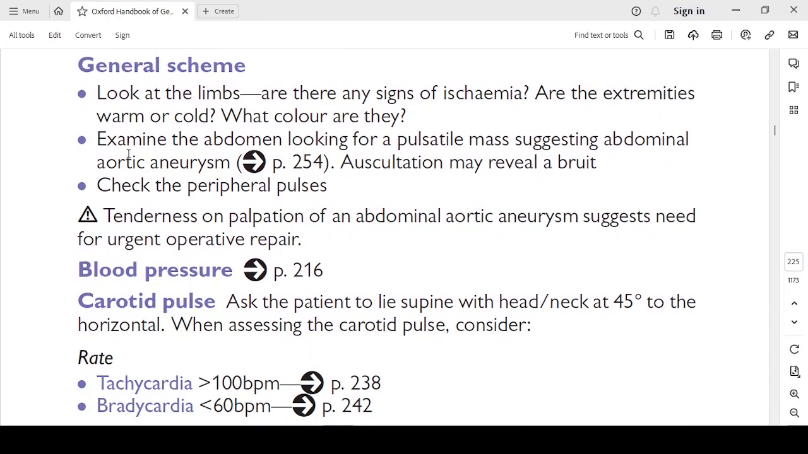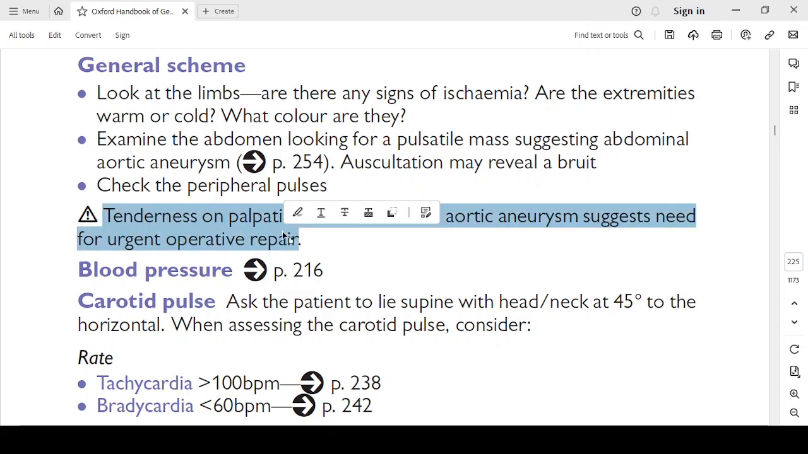General scheme for arterial examination. Look at the limbs. Are there any signs of ischemia? Are the extremities warm or cold? What color are they? Examine the abdomen, looking for a pulsatile mass suggesting abdominal aortic aneurysm. Auscultation may reveal a bruit. Check for the peripheral pulses. If there is tenderness on palpation of an abdominal aortic aneurysm, it suggests the need for urgent operative repair.